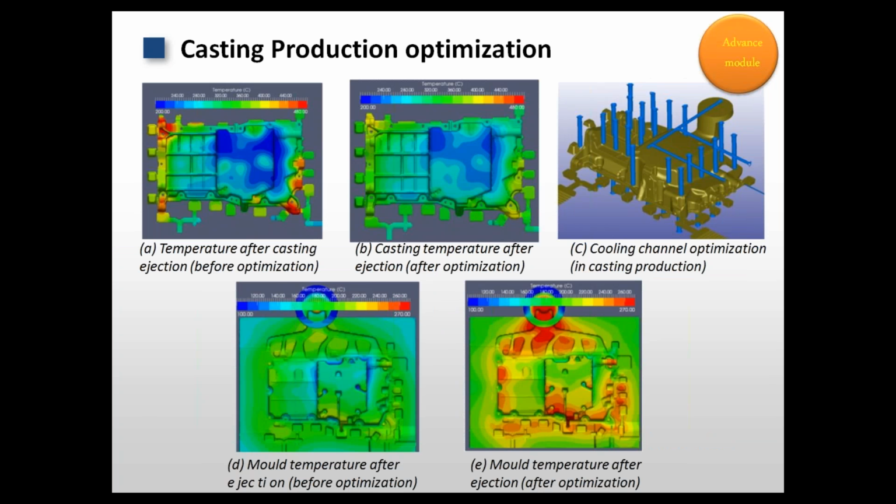So let's take a look at these pictures. On the left side, the first one is about the temperature after the casting ejection. So this is before the optimization. You will find some places with higher temperatures in red color. And the second picture is about the casting temperature after ejection, and this is after the optimization. You will find the temperature distribution is much more balanced than the original plan.